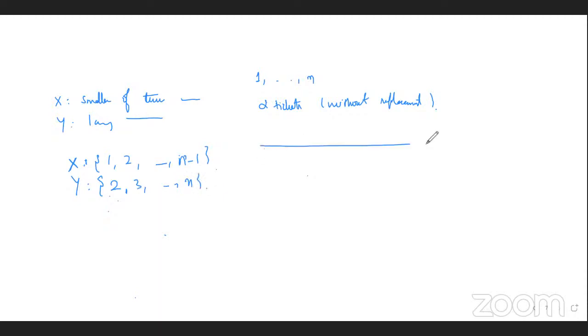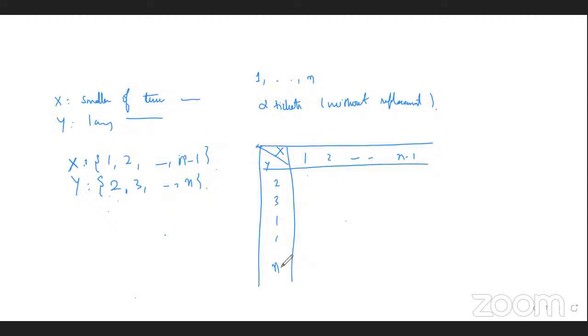Now, let's make the table. So this is y: 2, 3, up to n, and this is x: 1, 2, up to n minus 1. If x equals 3 and y equals 2, it is going to be 0. So all the values up to this point are going to be 0.